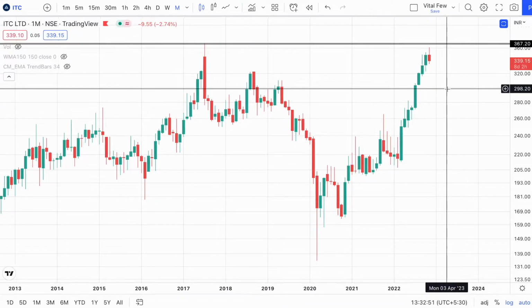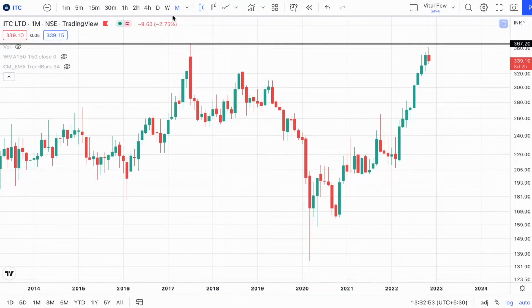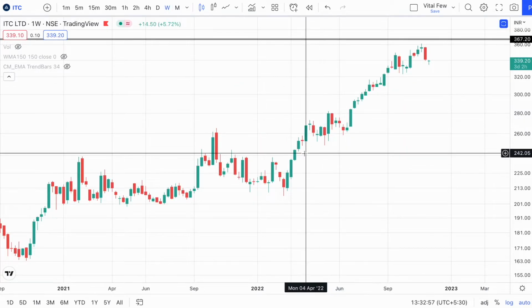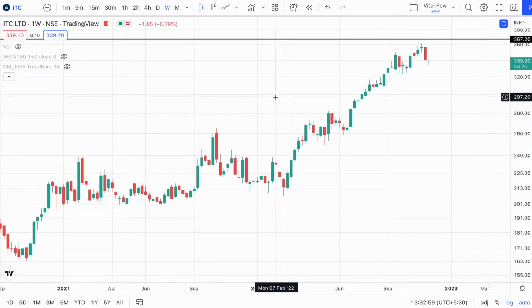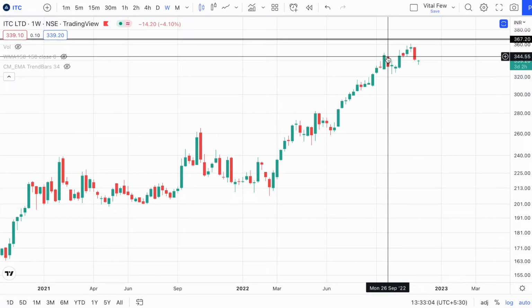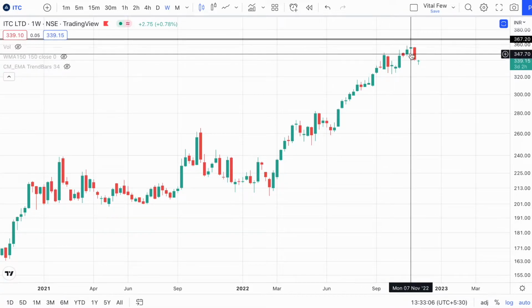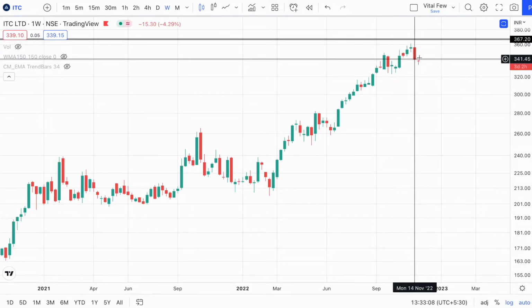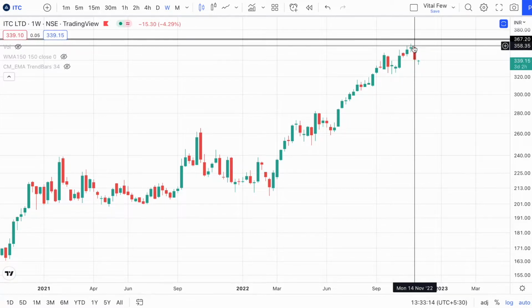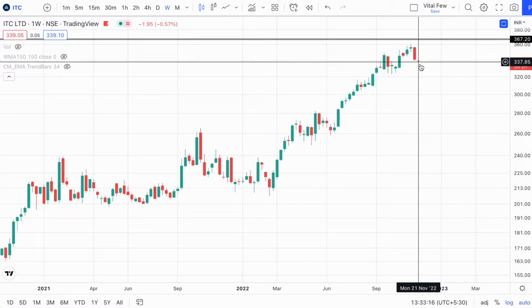Now let's zoom in and see what it is doing in terms of candlesticks in weekly. So this is the weekly chart. We can see as soon as it approaches the all-time high, there are some rejections from this level. We can see this big candle, like minus 4.3% in a week. Then here is a doji, and presently we are at this level.